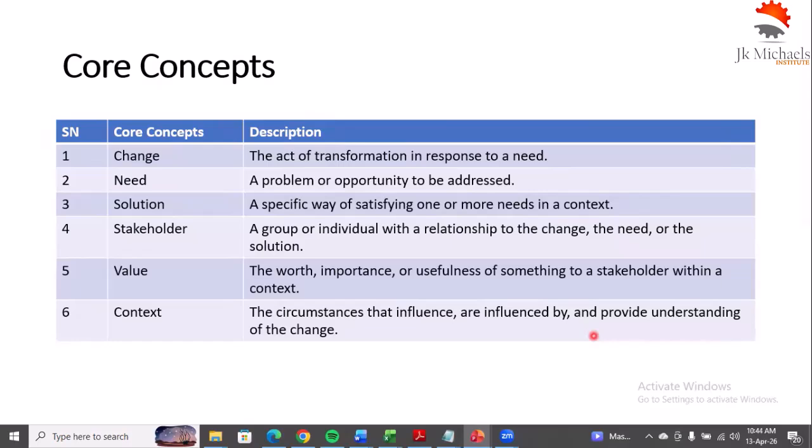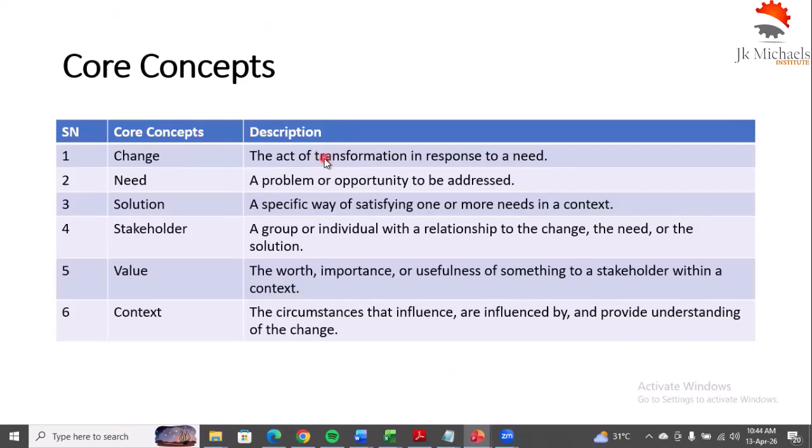Every time an organization goes through a problem, it needs to solve it. And every time an organization sees an opportunity that would help it grow, it needs to capitalize on it. So what a change does is that it provides a medium for us to carry out this transformation in response to a need, which might be a problem or an opportunity.